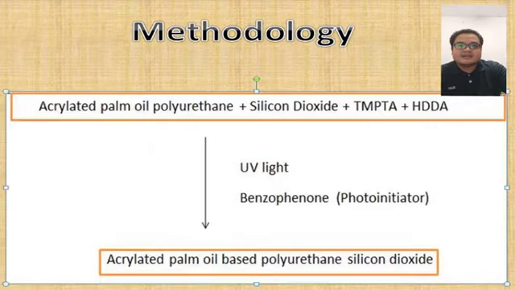Lastly, silicon dioxide at different amounts will be added into the palm oil-based polyurethane and mixed. Then, other monomers were also added, such as trimethylolpropane triacrylate and 1,6-hexanediol diacrylate. Benzophenone was added as photoinitiator. The solution was mixed at 60 degrees Celsius until fully miscible and then cured under UV light.